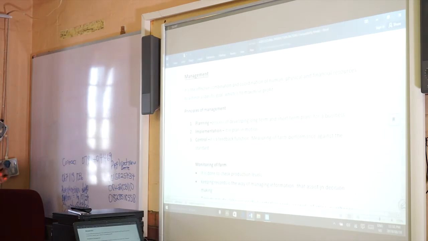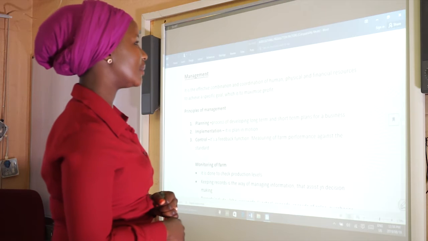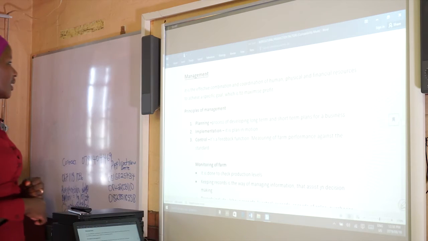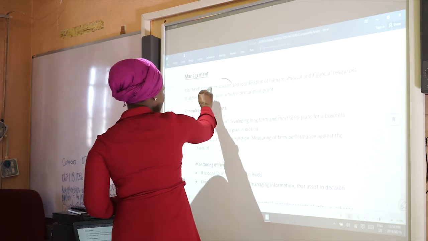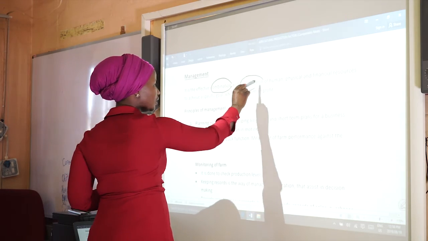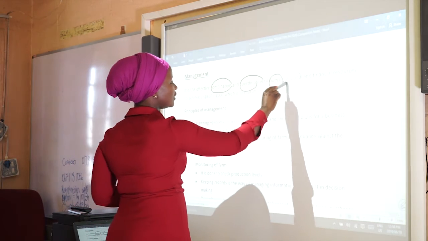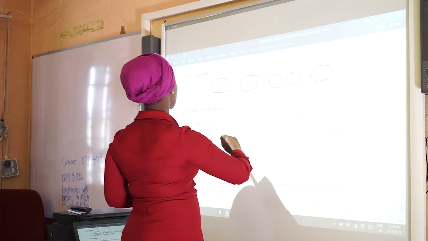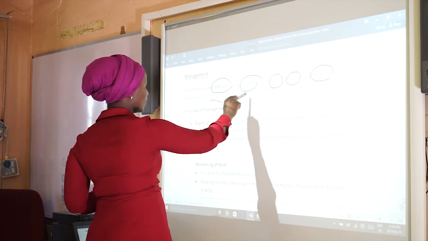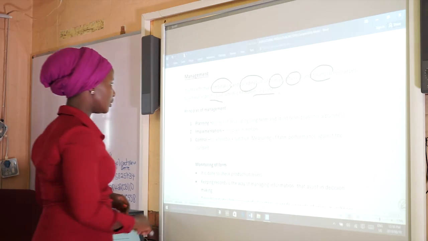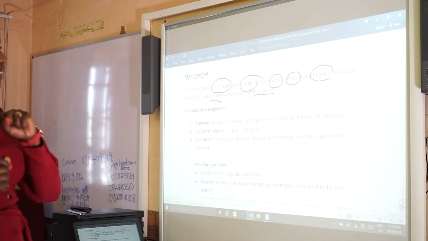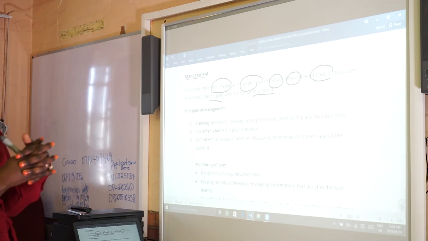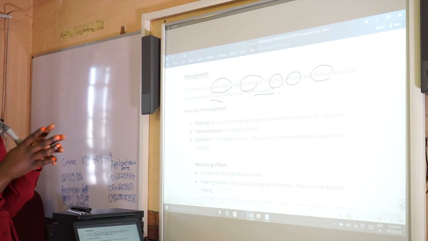Okay, colleagues, we are looking at the last portion of our presentation for today. So we're looking at management. When we're speaking of management, we are looking at a combination and a coordination of human, physical, and financial resources to achieve a specific goal, which is to maximize profit. We are taking these three production factors and putting them into action.